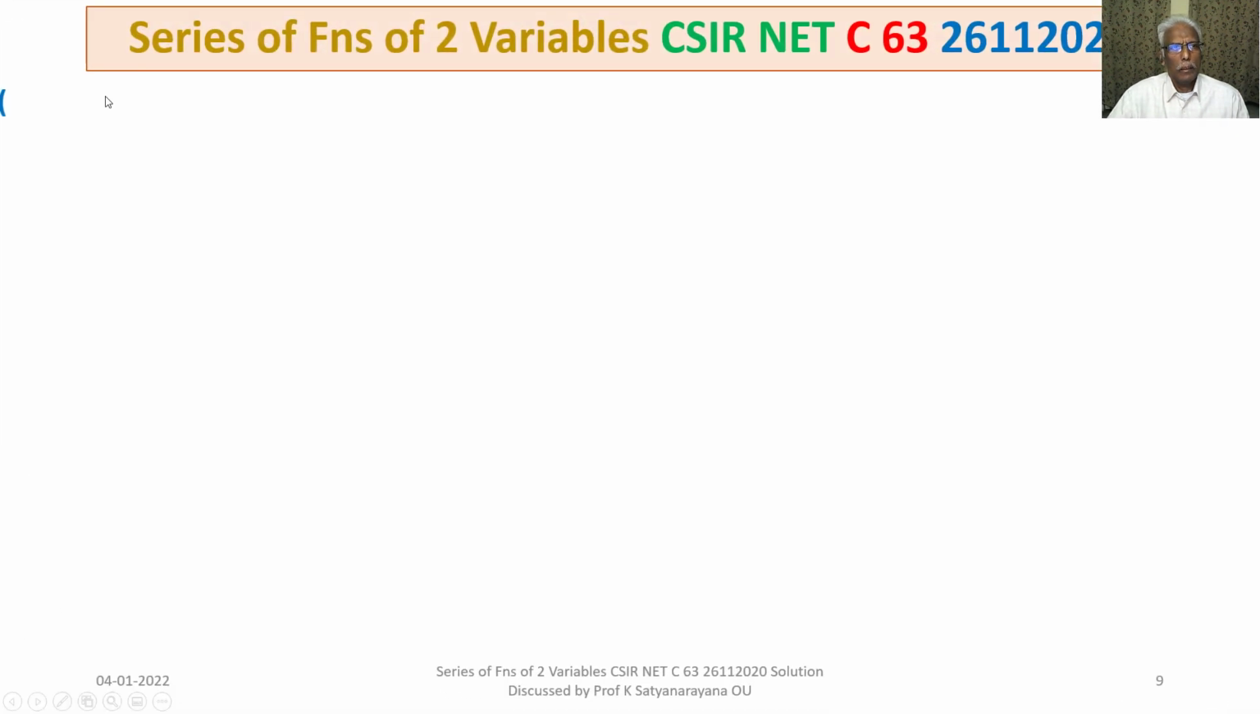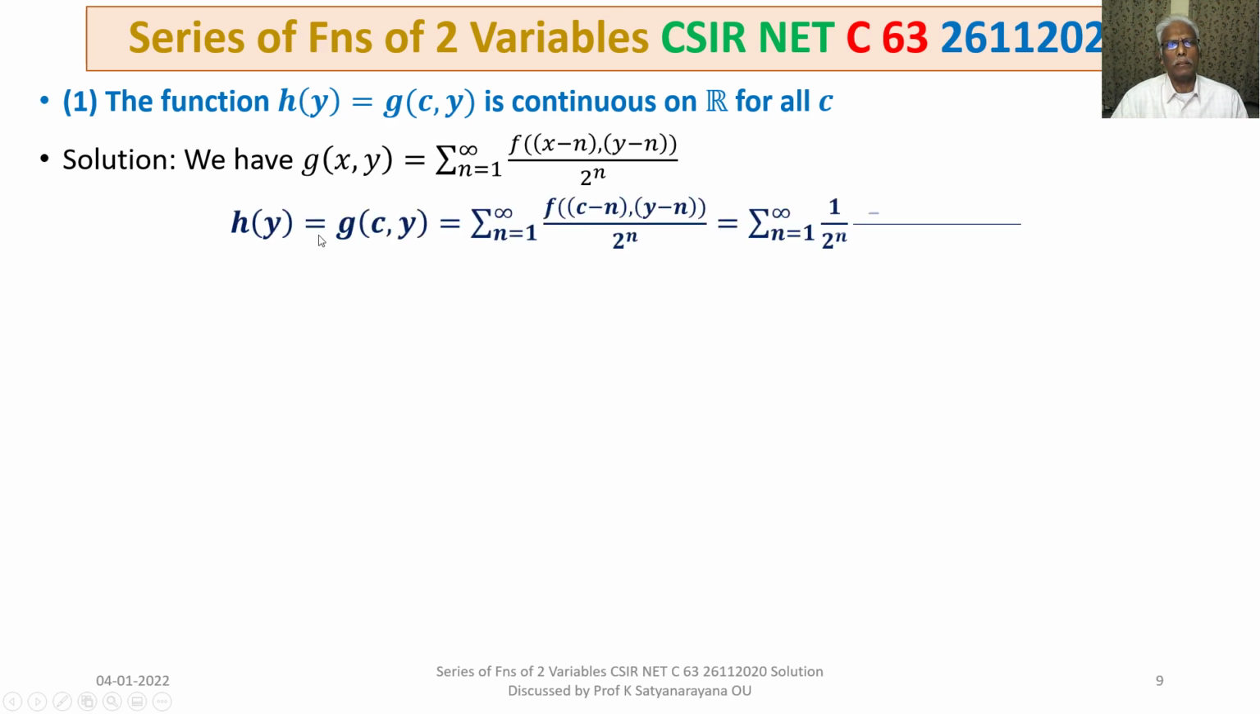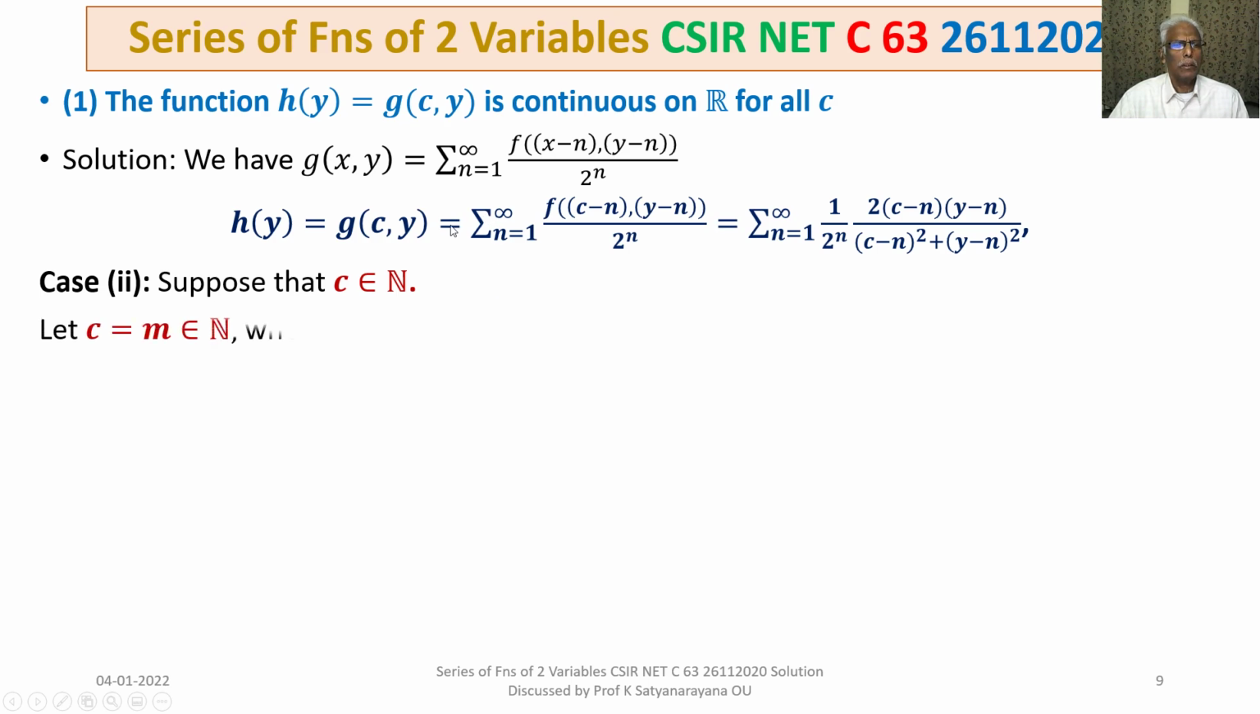And similarly, in the second case, we have g of x comma y, and we have h of y equal to g of c comma y. And now we consider case 2. Suppose c belongs to N, and let c be equal to m, a natural number, where m is an arbitrarily chosen element of N.